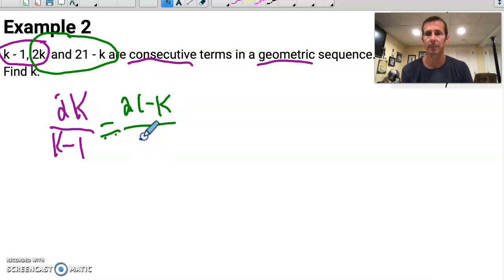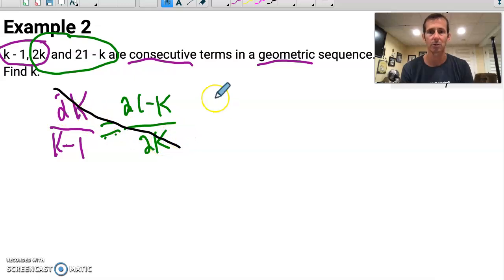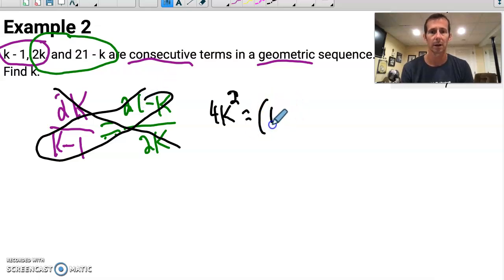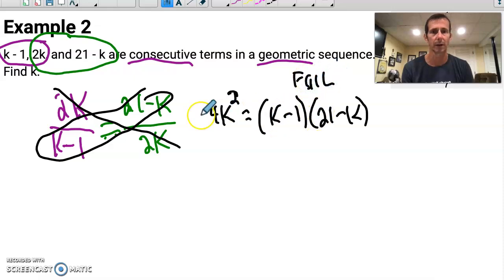over 2k. So what we have is sort of what we looked at when we were talking about geometric mean, and that is a proportion, two ratios that are equal. I cross multiply. So this cross product, when I multiply 2k times 2k, I will get 4k squared. And that has to equal this cross product, which is a little bit more complicated. It's k minus 1 and 21 minus k. So I have to actually FOIL this out because I don't know what that equals. I'm going to leave this 4k squared right here.